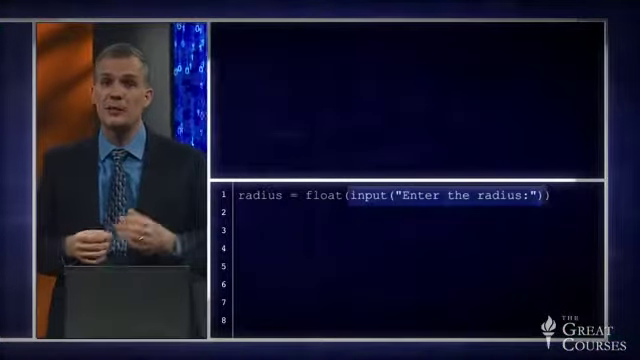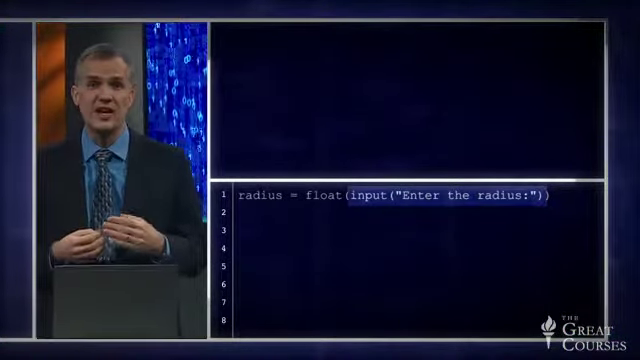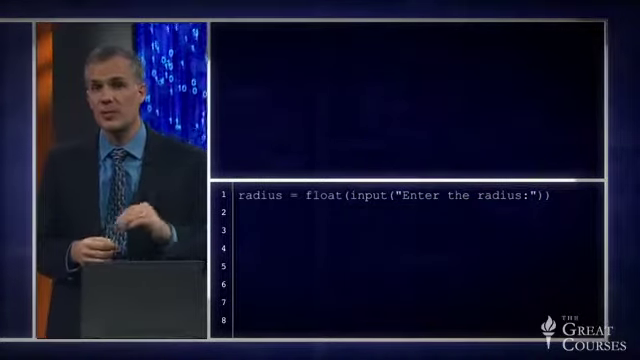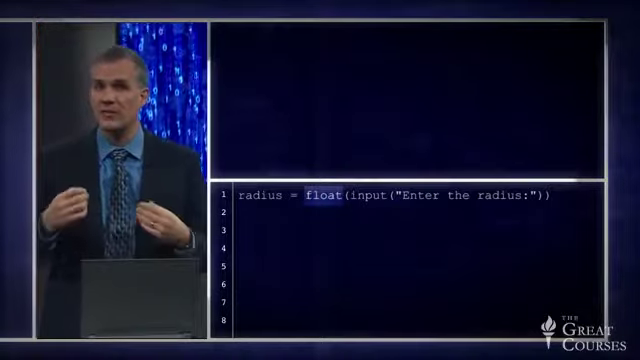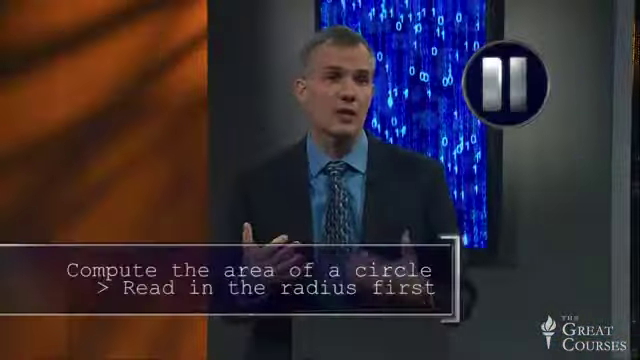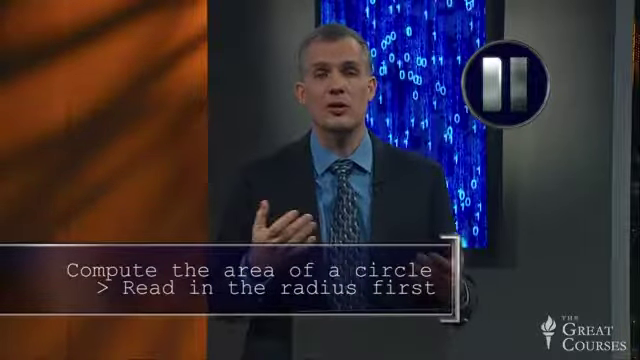We start with an input statement, and we pass in some text telling the user to enter a radius. Notice that since we want the radius to be a number, we'll have to convert the input from a string to a float. Okay, now say that we want to compute area. What would that involve?